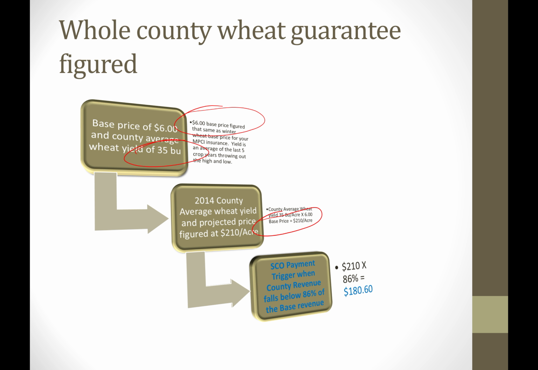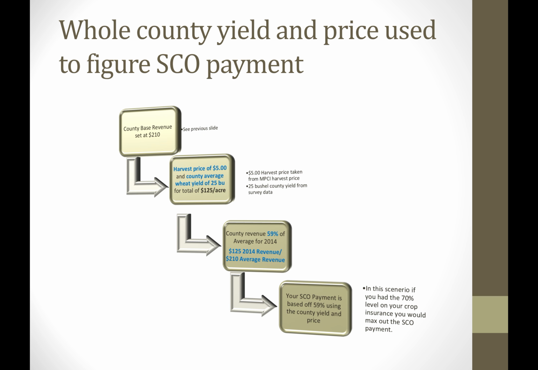So once the county, for the fall, when we have the actual yields figured in there, gets below $180 an acre for its gross dollars on wheat, this program will start to trigger on your crop insurance. So the whole county's yield and price are used to figure your SEO payment then in the fall as well. Whatever happens on your farm does not mean anything to this program as far as how much it's going to trigger, basically. It's all based on a county level.